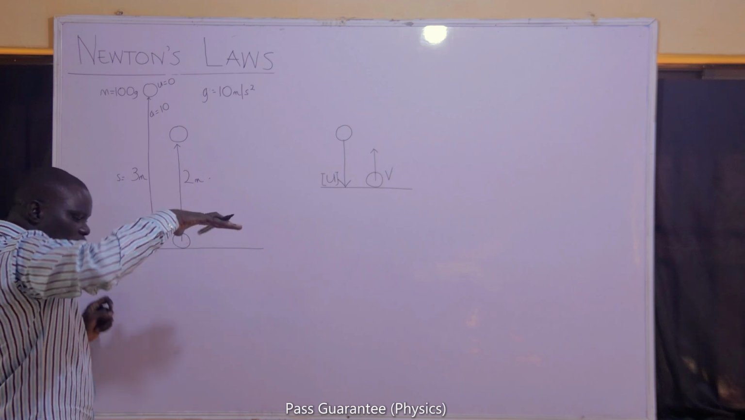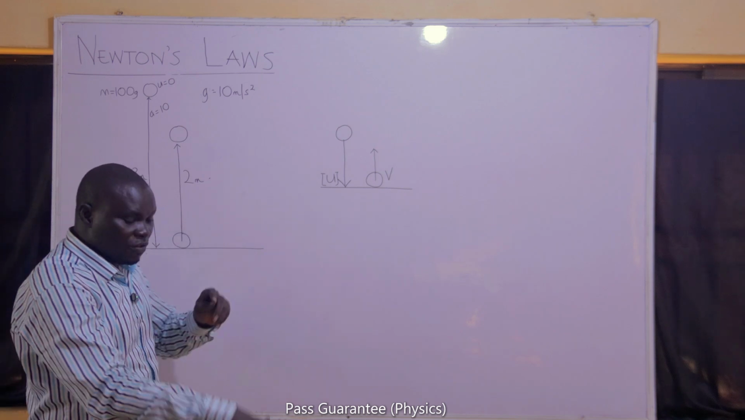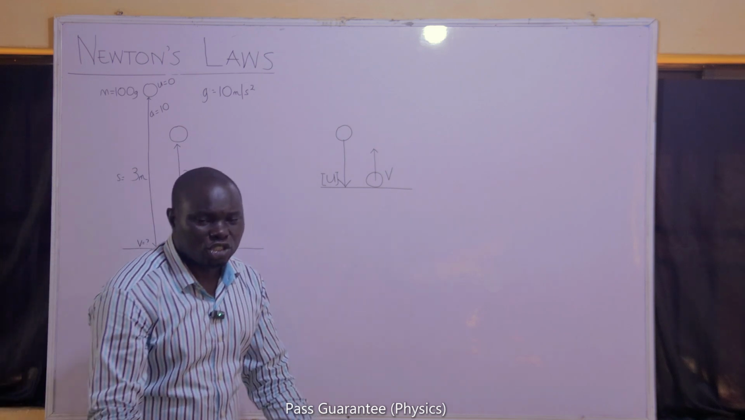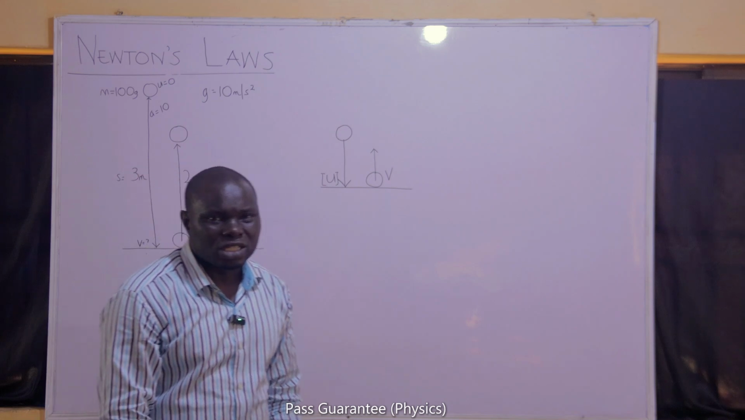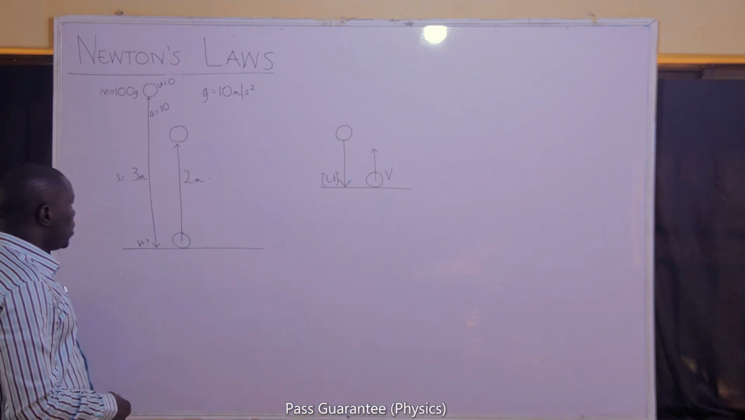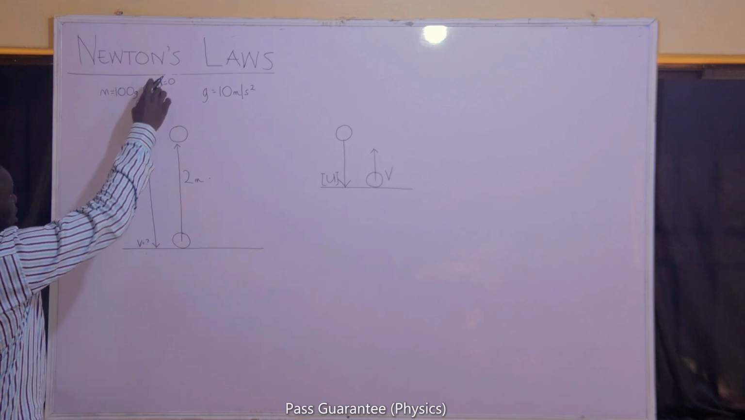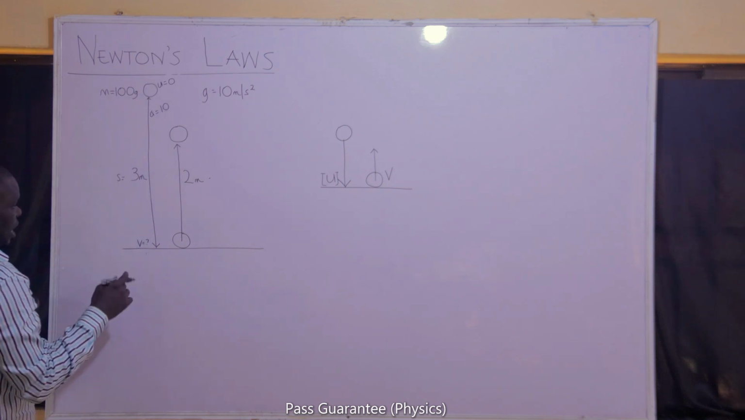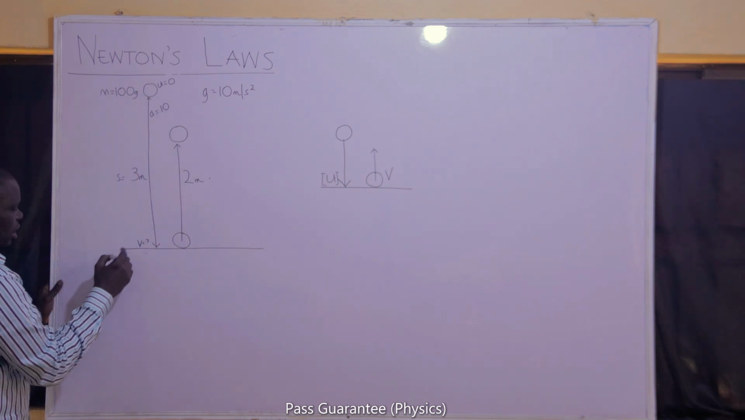The velocity with which it's going to strike the ground is the velocity it will also have just at the point of impact, just before impact. So I can find that. I know U, I know A, I know S to be 3. I want to find V.